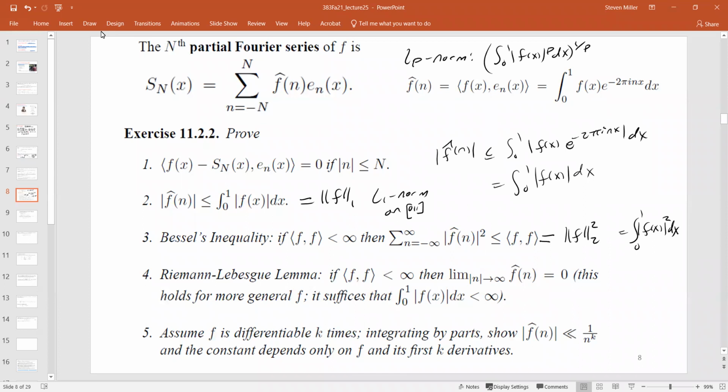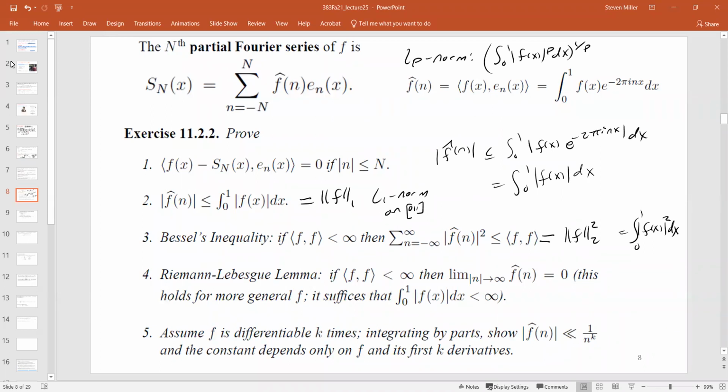If you have a function that's in L2, then as n goes to infinity or negative infinity, the Fourier coefficients tend to 0. And it actually holds a little bit more generally. All you need is that the function is in L1. These are great results that tell you that no matter what function you look at, so long as it's even vaguely nice, you have great convergence properties.